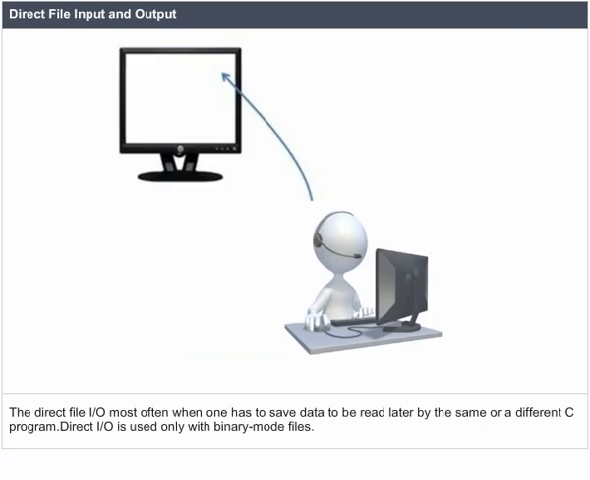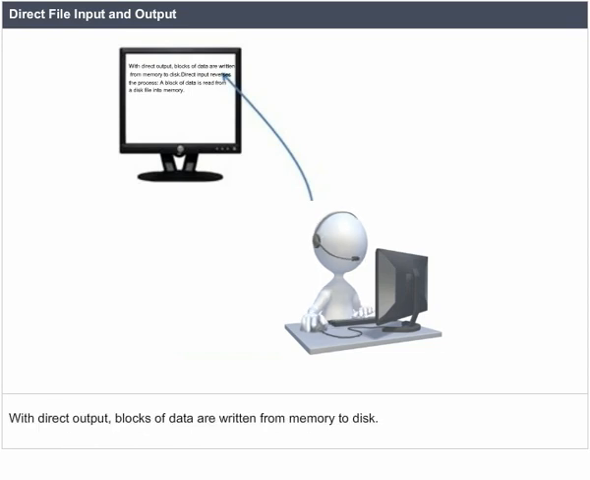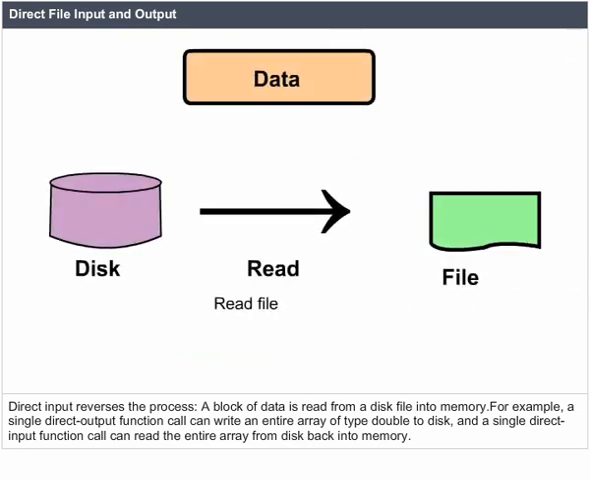Direct file input and output. Direct file input-output is used most often when one has to save data to be read later by the same or a different C program. Direct input-output is used only with binary mode files. With direct output, blocks of data are written from memory to disk. Direct input reverses the process.